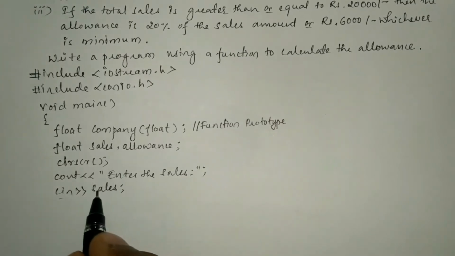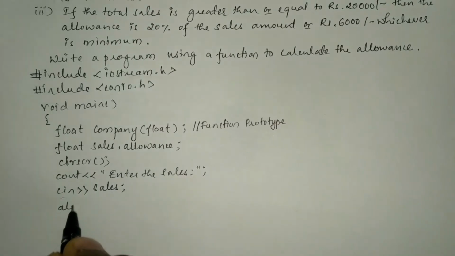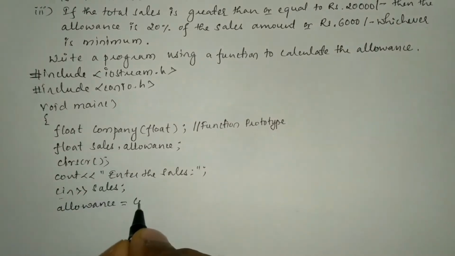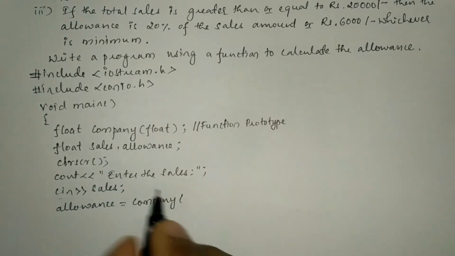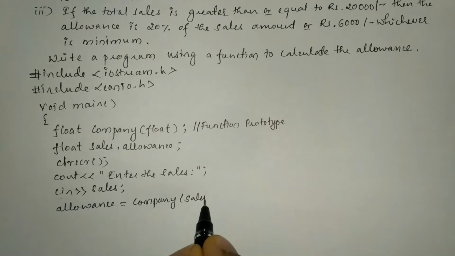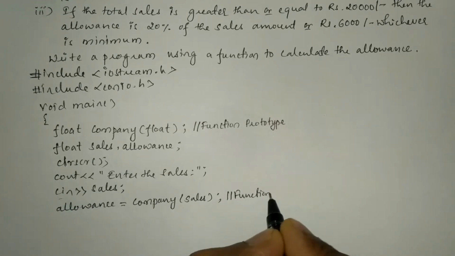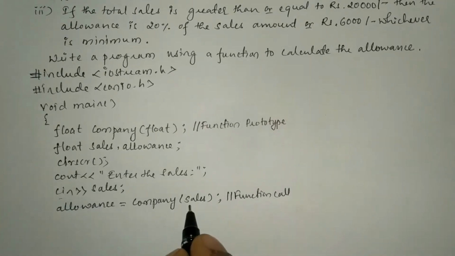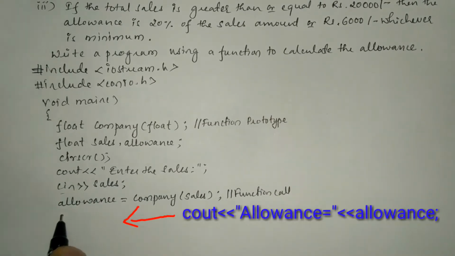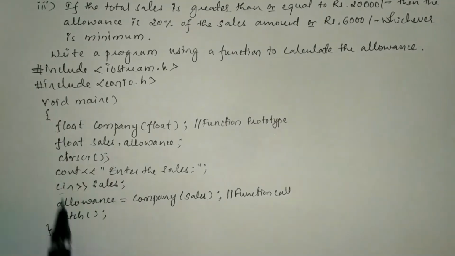Next, we are going to have a function call. So we'll have the function call by using this variable called allowance. So here I'm going to write allowance is equal to, name of the function is company, and here in the argument place I'm going to pass this variable called sales and put semicolon. So this is called a function call. Whenever the compiler encounters this function call, immediately control jumps to the function definition. Next, here we are going to write getch function and semicolon. So here curly closing brace for this main function.